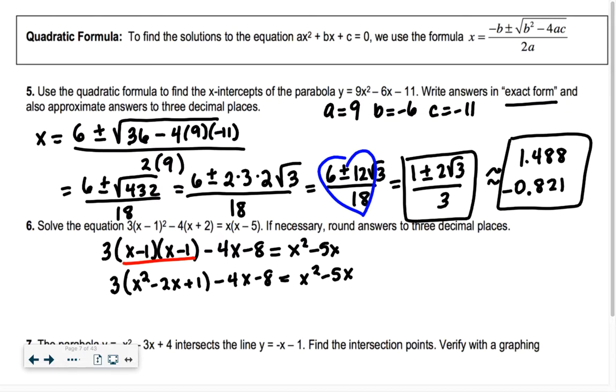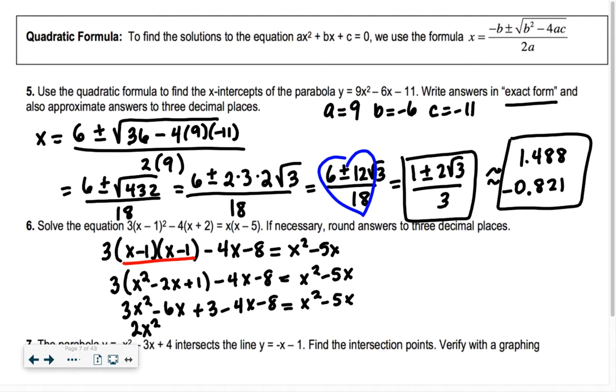We continue simplifying. This is a good place to be an active note taker, right? You could just go ahead and do it on your own and then look up to see if you got it. So we got 3x squared minus 6x plus 3 minus 4x minus 8 equals x squared minus 5x. So what you should notice is that we have x squared terms and we have x terms. So when we have x squareds and x's, we need to factor. We need to get everything on one side and set it equal to 0. So I'm going to subtract the x squared over and I get 2x squared. Then I have negative 6x minus 4x was negative 10x. But I'm going to add the 5x over.